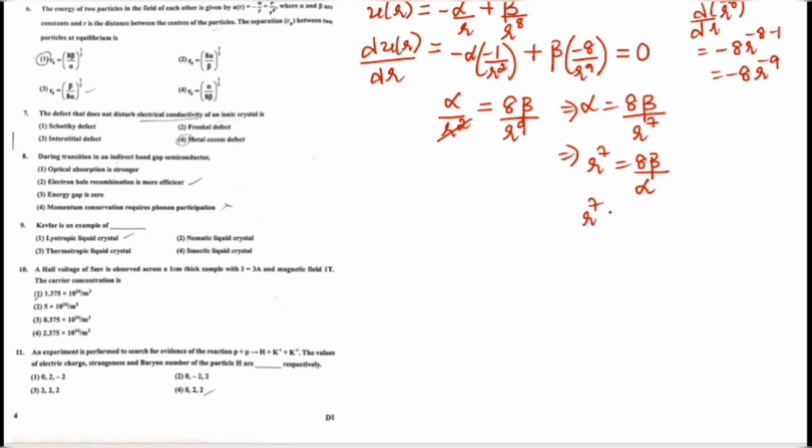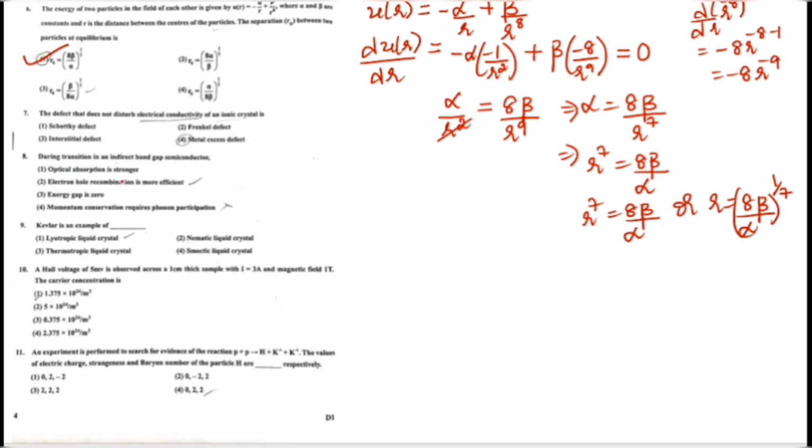So r to the power of 7 is equal to 8 times beta divided by alpha, or r is equal to 8 beta divided by alpha, all to the power of 1 by 7. This is the value of r naught. So which option is correct here? Yes, it is 8 times beta divided by alpha whole to the power of 1 by 7. I can tell option A is the right answer.